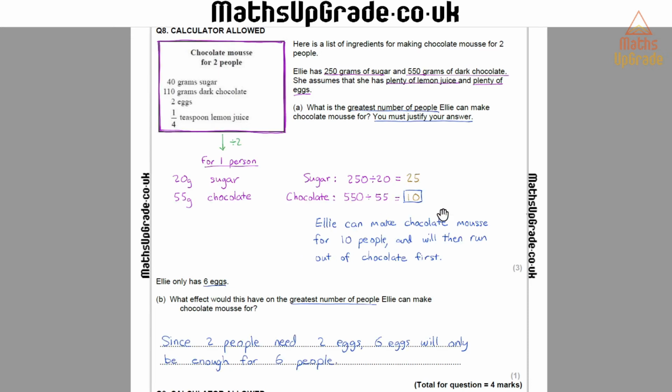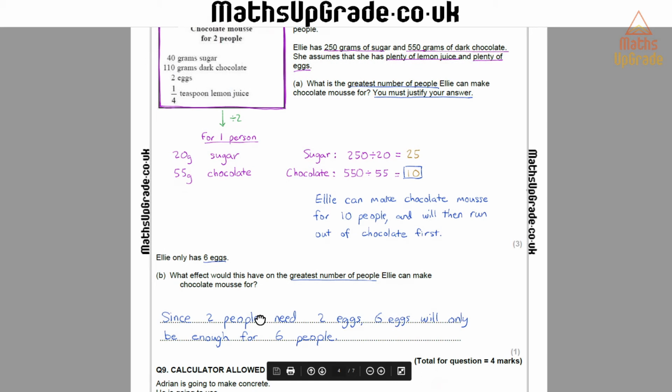And because she thought she had lots and lots of eggs, and she thought she'd have enough for 10 people, she's only going to have enough now for 6 people. So that's 4 marks for that whole question.